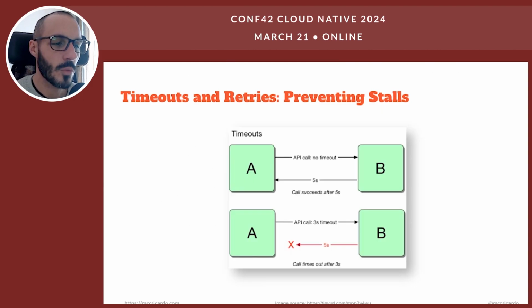So in this example, we see that service A tries to do a request to service B. Because we have no timeout, service B can take as long as it needs to actually give a response back. In this example, we see that it takes 5 seconds. But maybe 5 seconds for us is unacceptable. So we can set a timeout, for example, for 3 seconds. This means that after 3 seconds, we will mark that request as a failure.